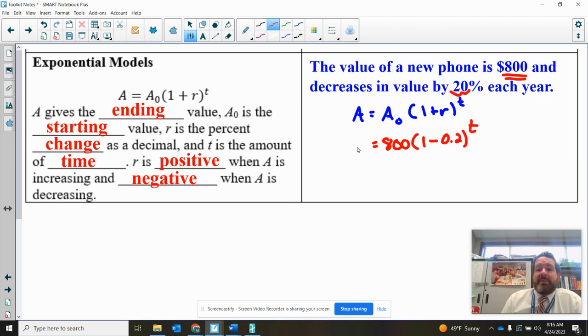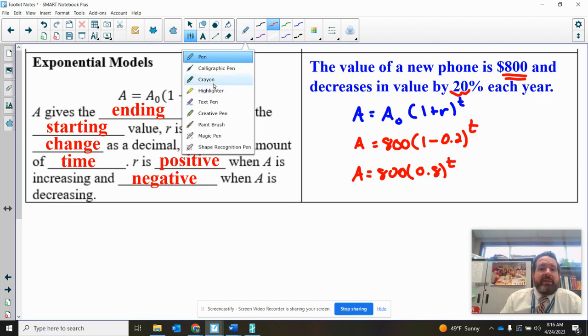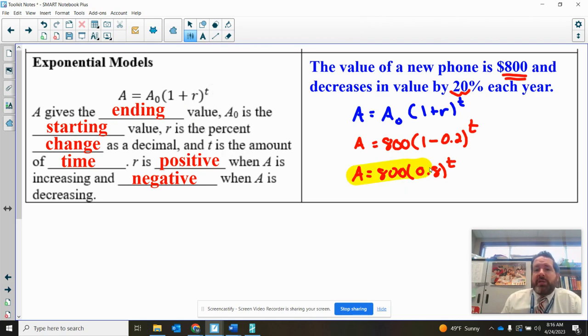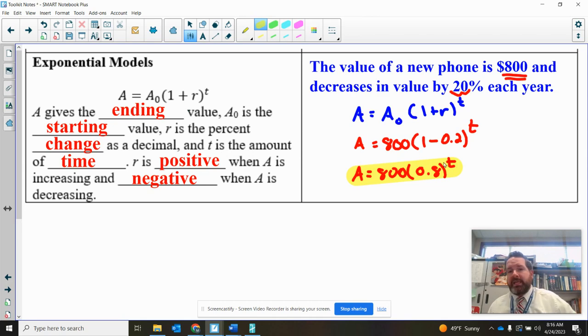We don't have a time given. We don't have an ending amount given. So this is what our model looks like. I do recommend doing the subtraction. So 1 minus 0.2 is going to take us to 0.8. And right there you have it. This is now the equation we can use to predict or describe the worth of this phone after a certain number of years. Enjoy.